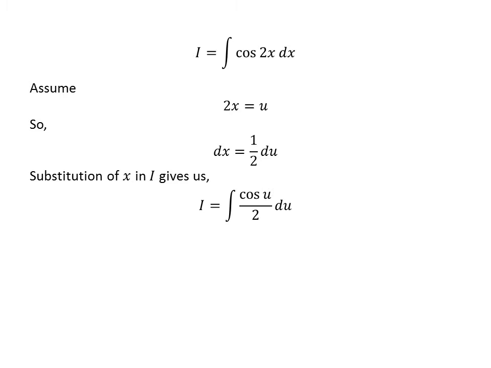Substituted x in I by our assumed value, now the integration I has become integration of cosine of u by 2 with respect to u. This is a simple integration. 1 by 2 is the constant. The antiderivative of cosine of u is sine of u. So I is equal to sine of u divided by 2.